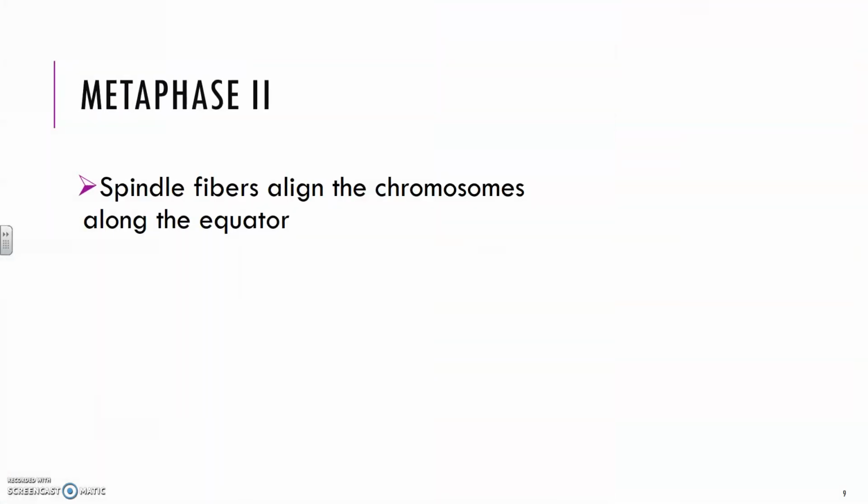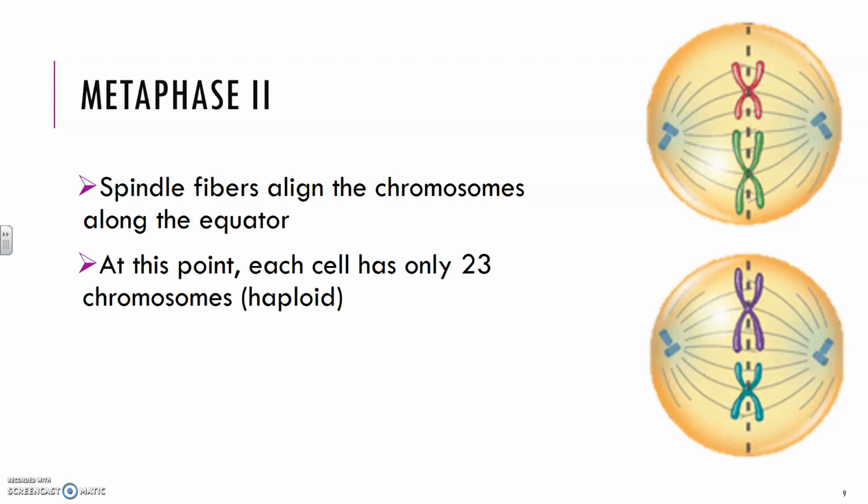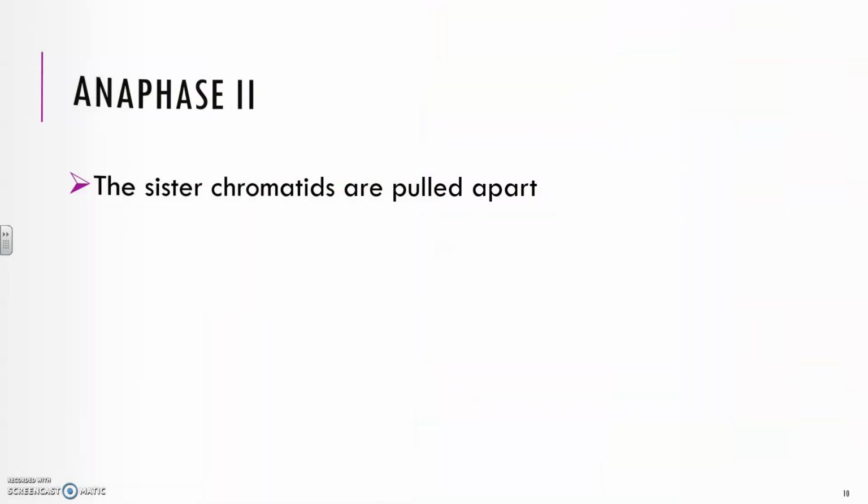Centrosomes are moving to opposite sides of the cell, getting ready to undergo another process of division. In metaphase 2, the spindle fibers align the chromosomes along the equator. They no longer have homologous pairs inside the cell, so the spindle fibers attach to either side of the centromeres, getting ready to pull these X's apart. At this point, each cell has only 23 chromosomes.